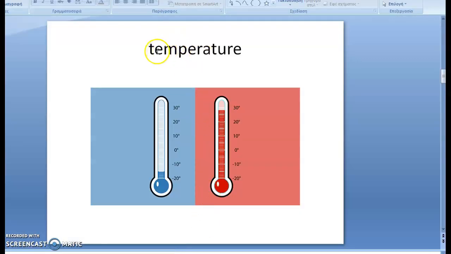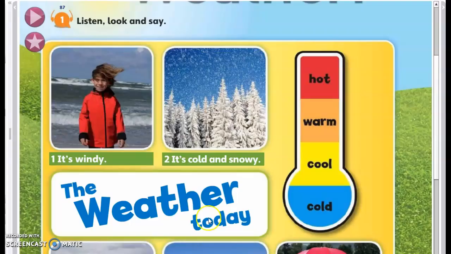Take a look here. We can see the temperature. This is a thermometer, and this is a thermometer. Here, the temperature is high, which means that it's hot. And here, the temperature is low, which means that it's cold. Let's get back to our book now. As you can see here, we have different temperatures. For example, here, it's cold, and here, it's hot.